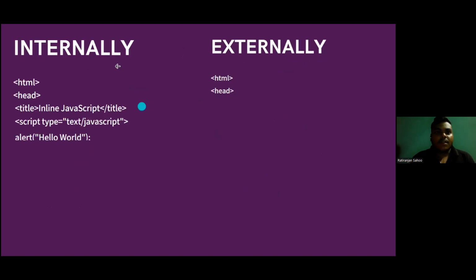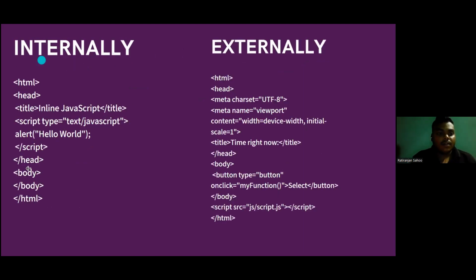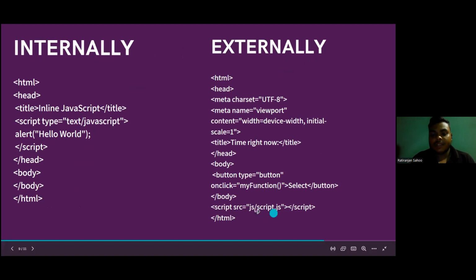It is the example, sir, of how it is added internally. Internally, you can see in the script tag there is a JavaScript function. And in the external part, you can see src equals js/script.js. This means the js/script.js file is written externally, and this external JS file is added to the HTML file.